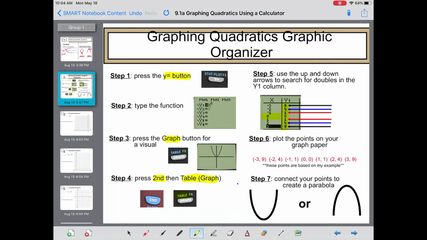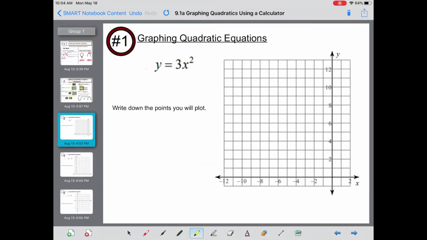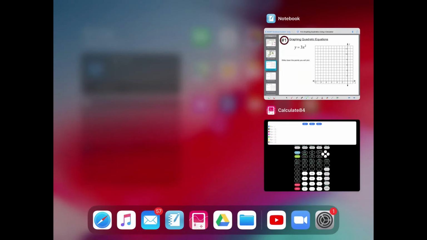Now, it's not always going to be 0, 0. But your y values will look like that, where they have doubles on the top and the bottom. Then you're going to plot the points on your graph paper, and we're going to connect them to create a parabola, either a positive or a negative. So I'm going to show you several examples of these in this lesson.